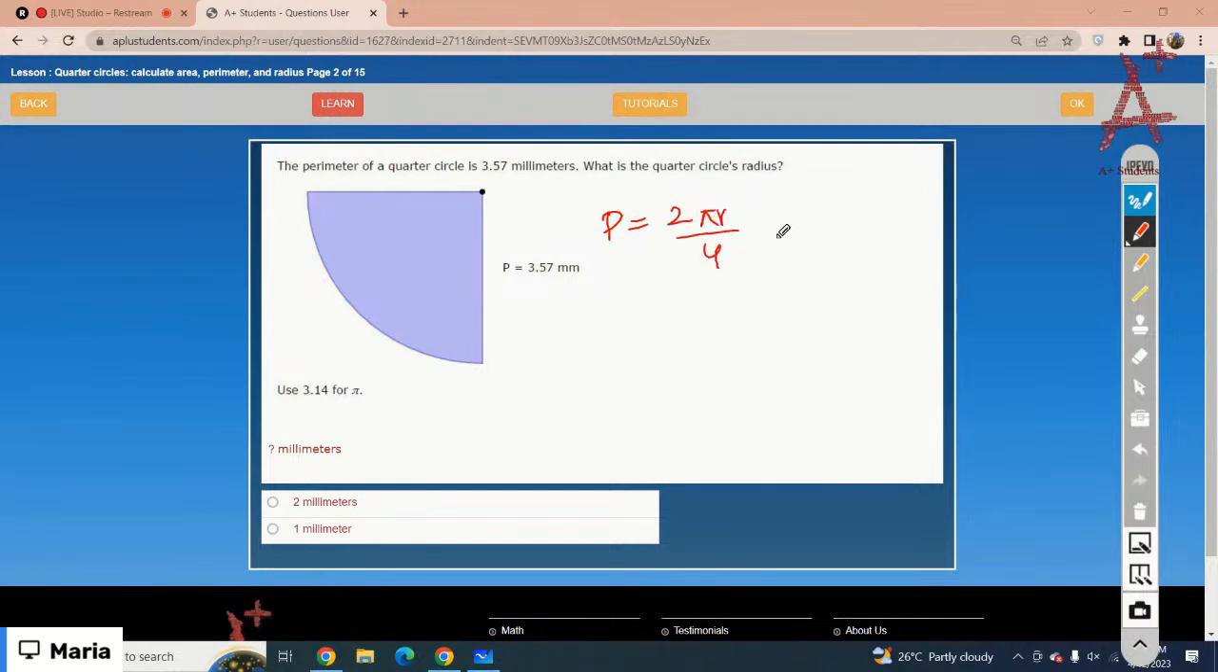1/4 the circumference plus twice the radius. Just put in all the values. You are given the perimeter: 3.57 equals 2 times 3.14 r divided by 4, plus 2 times r. Got it? Because you need to calculate the value of r.